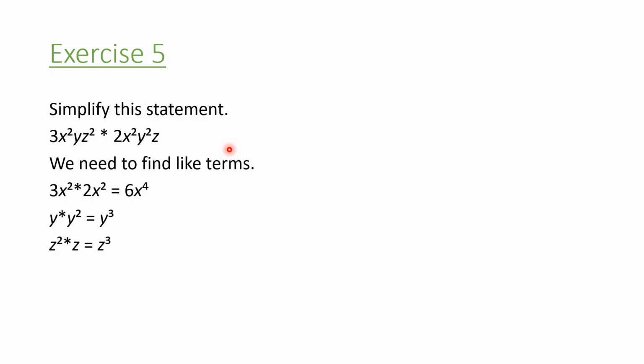So as you can see, because we're multiplying, we add up the powers or indices. When you're adding, you do something else. I cannot quite remember. So basically, if you put it all back together, it will be 6x to the power of 4, y to the power of 3, or 6x to the power of 4, y cubed, z cubed.